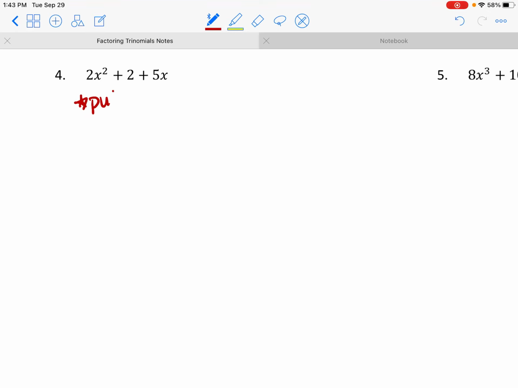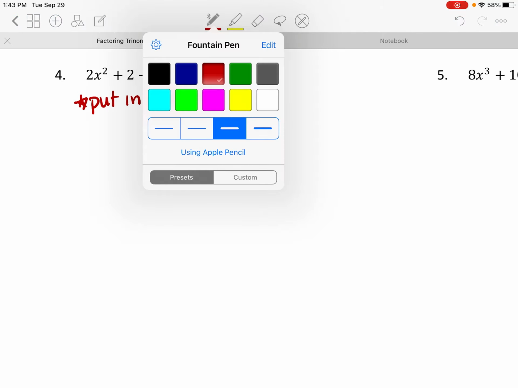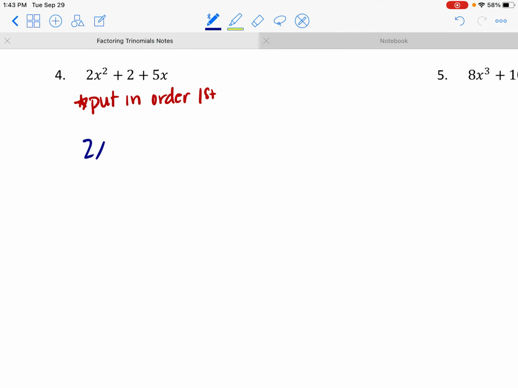So put in order first. If it's not in order, it's not going to work. Put it in order first if it's not already in order. So if I rearrange this, the 2x squared is fine, but the 5x should be in the middle and the plus 2 should be at the end. So now we can multiply.